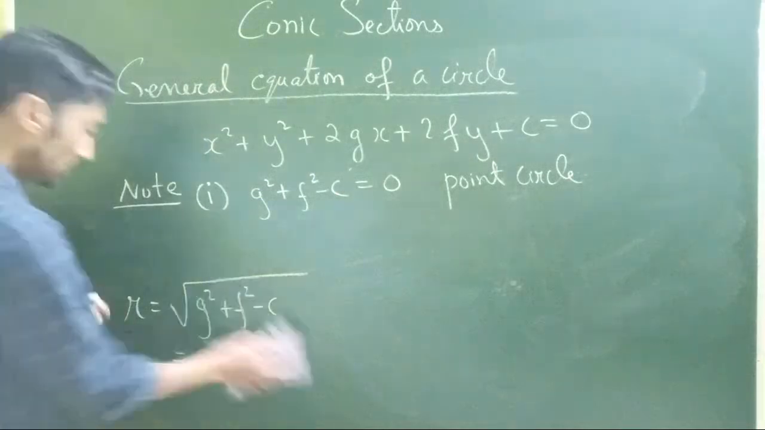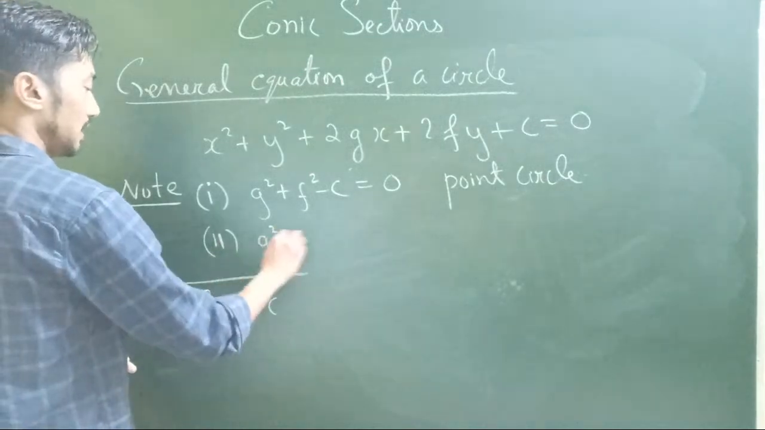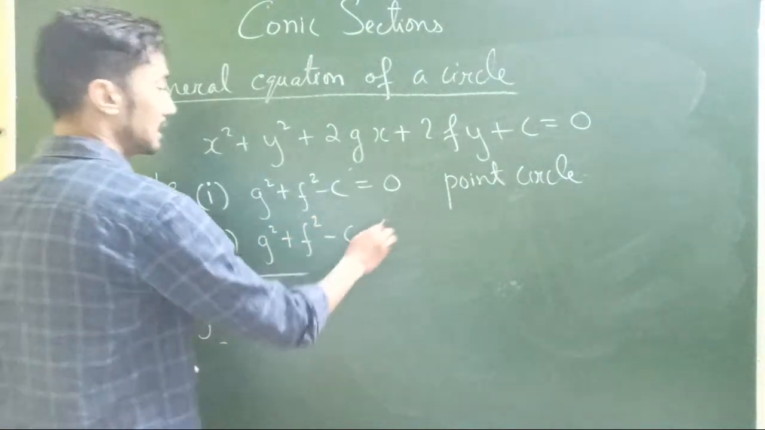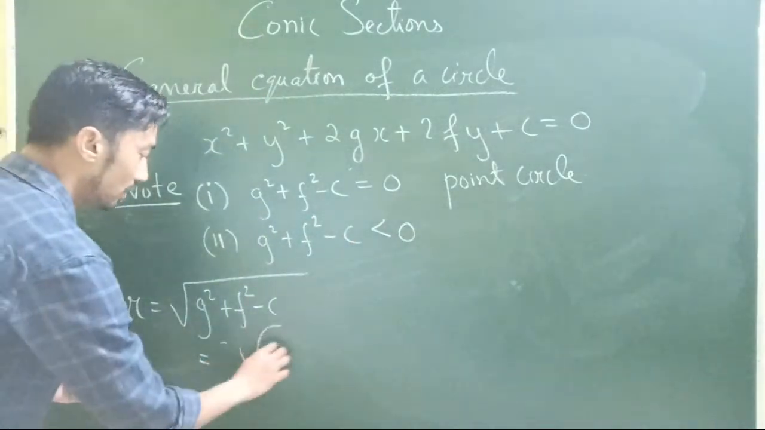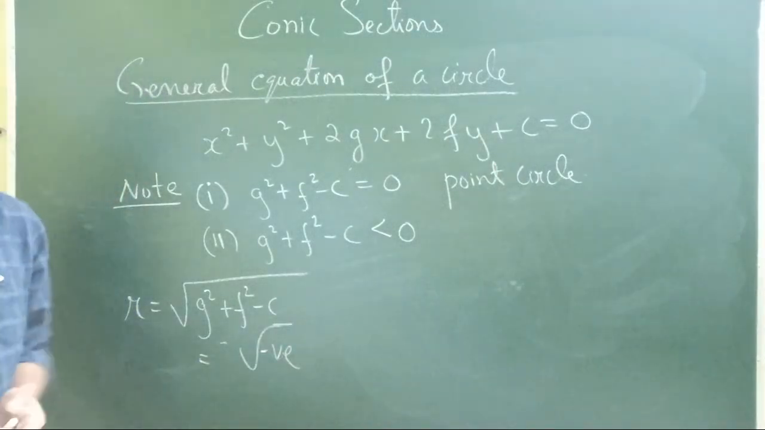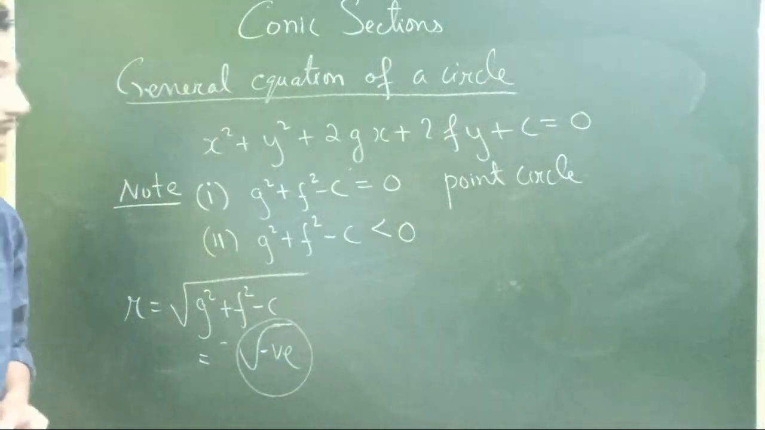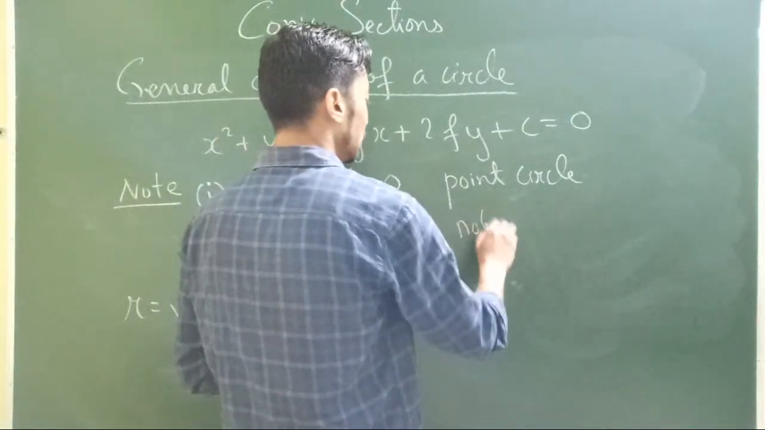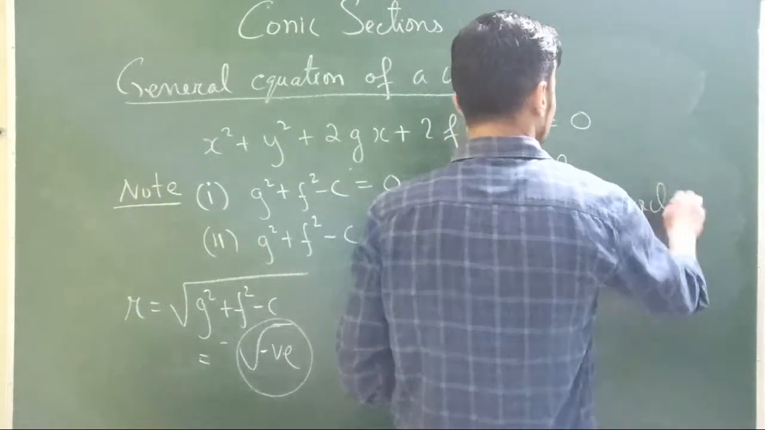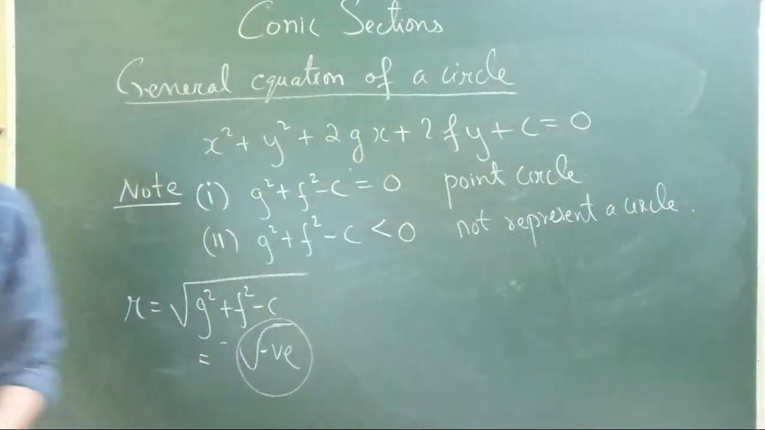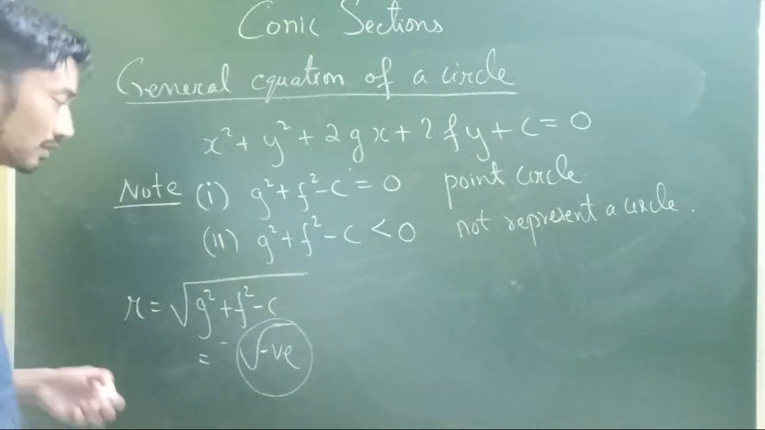Now, when will the radius not exist? Only in the second case, only if the value of g square plus f square minus c is less than 0. Because if this value is less than 0, the radius will be root over a negative value. Less than 0 means a negative value, and from complex numbers we have already learned that this represents an imaginary number. So in that case only, it will not represent a circle. Written? Okay.